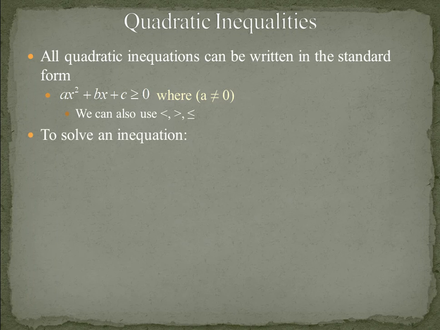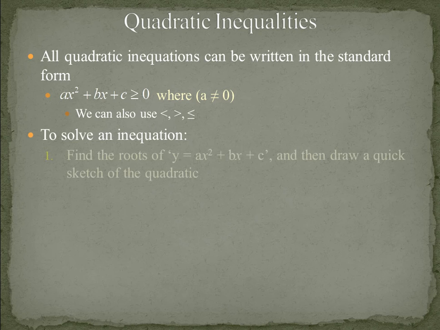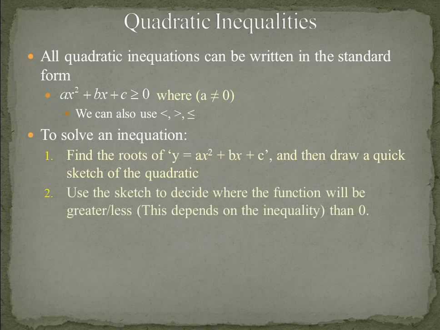So to solve an inequation, these are the steps. Step 1, you need to find the roots of the quadratic as if it was equal to 0. So it's y equals ax squared plus bx plus c. You take the ax squared plus bx plus c part and find the roots of it. So you initially ignore the inequality sign and make it equal to 0, factorize it and find the roots, which allows you to then draw a quick sketch.